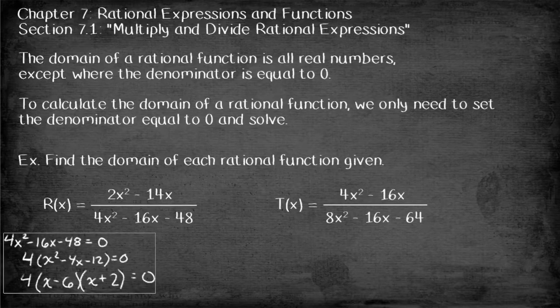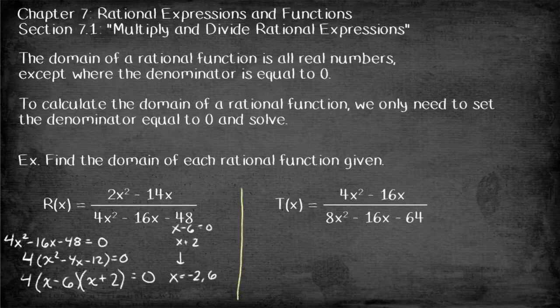So we have x minus 6 equals 0 and x plus 2 equals 0, giving us two solutions, x equals negative 2 and x equals 6. So this means that for r of x, the domain is every real number except for these two values, negative 2 and 6.